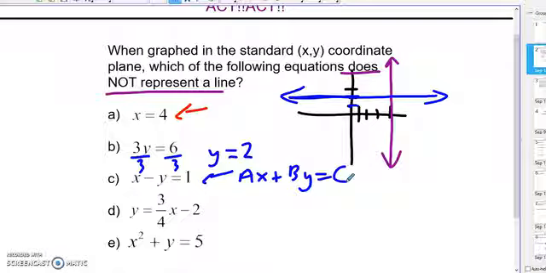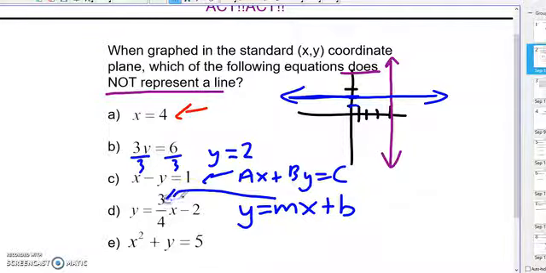And then choice D is y equals 3/4 x minus 2, and this is very much like a standard equation in slope-intercept form, which is y equals mx plus b, where m is your 3/4 and your y-intercept is this negative 2. So that is a line as well.